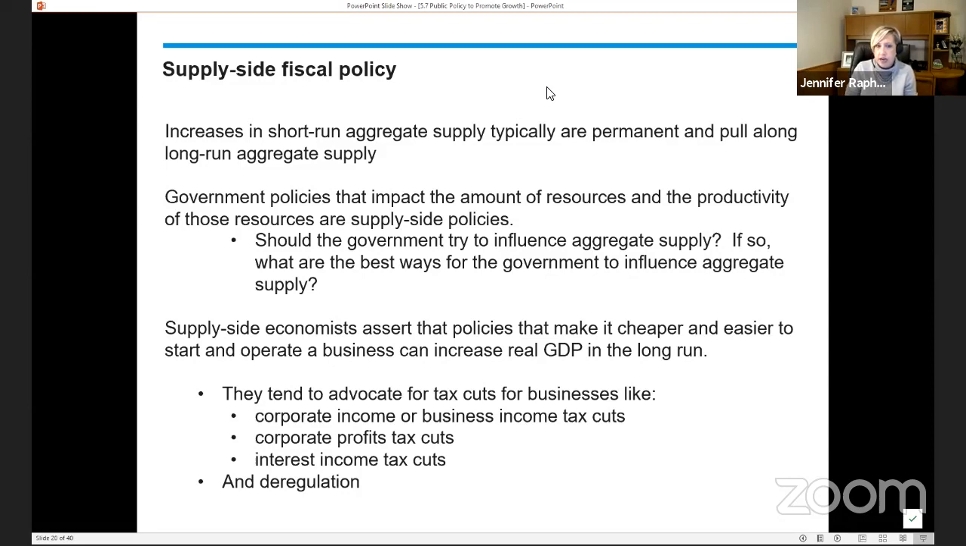Interest income tax cuts are another thing that you might see that should trigger you to think, oh, we're kind of looking at the supply side. And finally, deregulation. Again, the less money firms are spending to comply with specific regulations, the more money they have, all else equal, to produce goods and services. Now, there's a lot of controversy about supply side economics, and again, that's outside the purview of this course, but this is kind of what we're talking about, this idea that policies that make it cheaper and easier to start and run a business can increase real GDP in the long run.